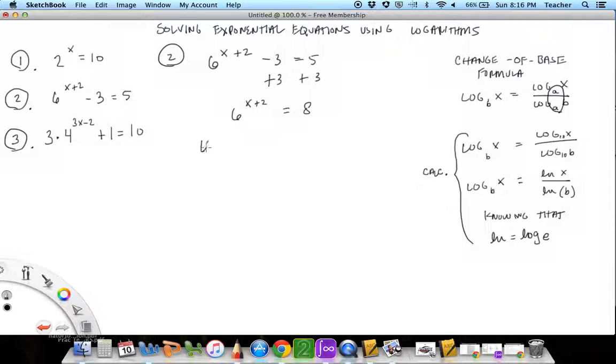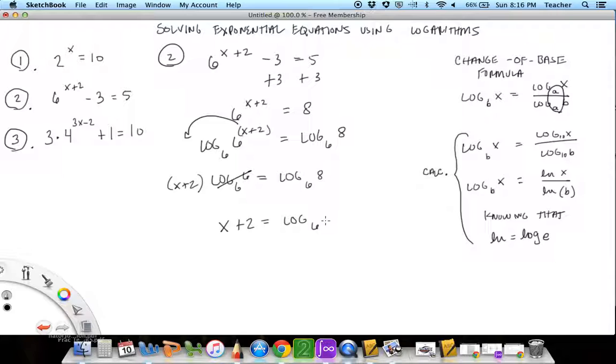So I'm going to take both sides to log base 6. I chose 6 because that is the base of my exponential function. My next step is the same thing I did on that last problem. This x plus 2 is going to come in front, so I have x plus 2 in parentheses times log base 6 of 6 equals log base 6 of 8. And we notice from our experience log base 6 of 6 is 1, so technically that just cancels out. And so I have x plus 2 equals log base 6 of 8.